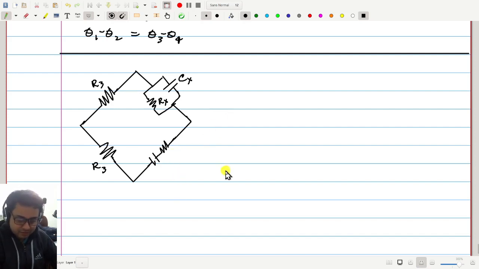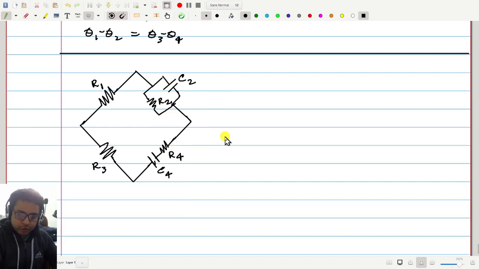This is the Wien's bridge, right? This is called Wien's bridge, we'll come to that. But will you choose this? If you choose, since you said this is Wien's bridge, let me try to find the balance equation. Let me just call these 1, 2, 3, 4, C4, R4. Now how to get the balance equation?